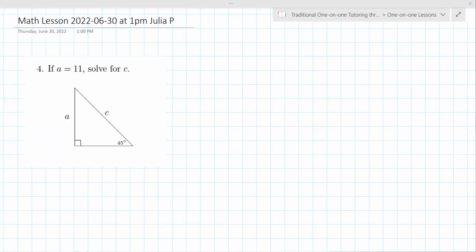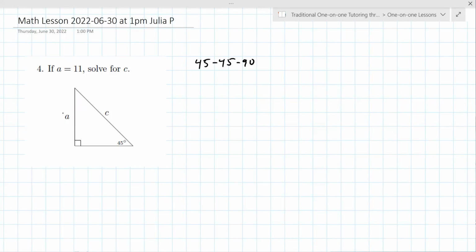A equals 11, solve for C. We know this is a 45, 45, 90 triangle because there is a right angle. So that tells you it's a right triangle. And then the other angle is 45. Therefore, the other one is also 45.